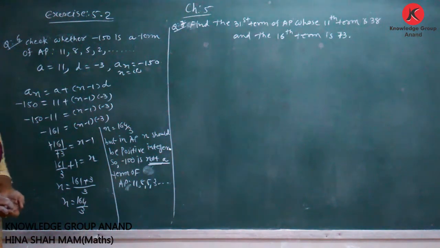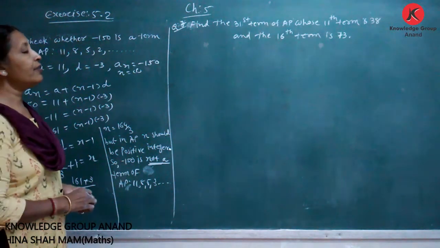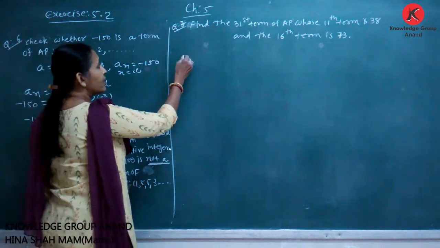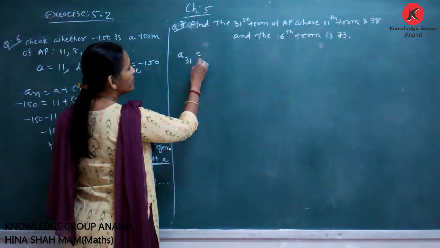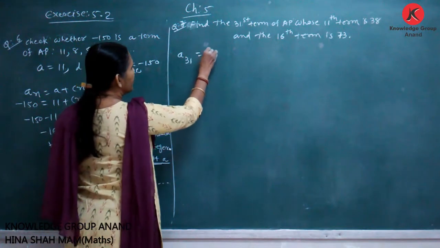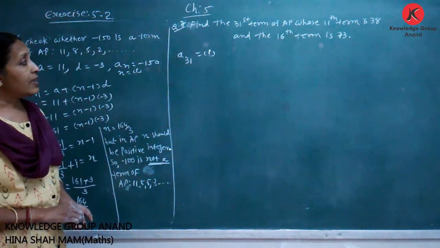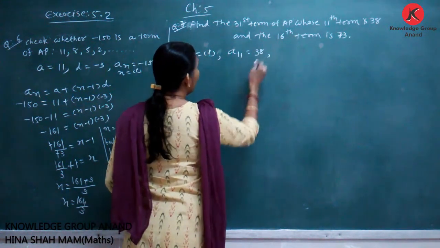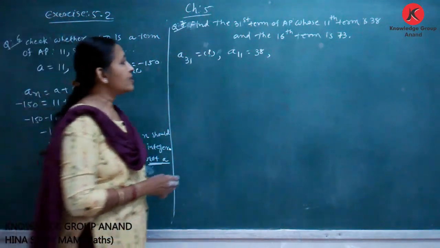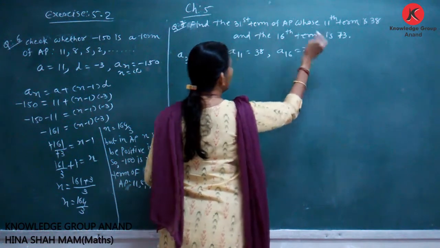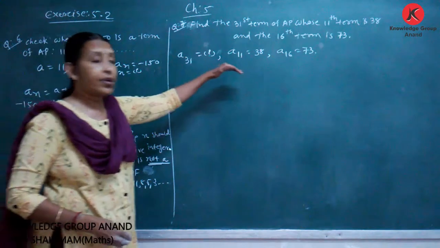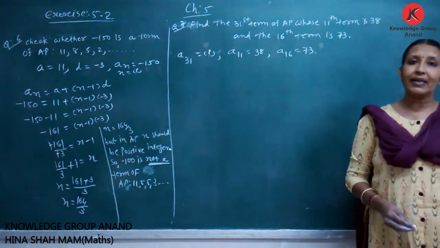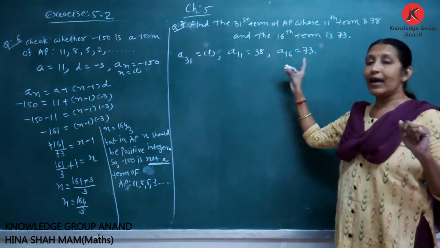Question number 7. Find the 31st term of an AP whose 11th term is 38 and 16th term is 73. In this question, we find the 31st term, a31, whose 11th term, a11, is equal to 38, and 16th term, a16, is equal to 73. We have been given two terms, so we get two equations and solve them by the linear equation elimination method, getting a and d.